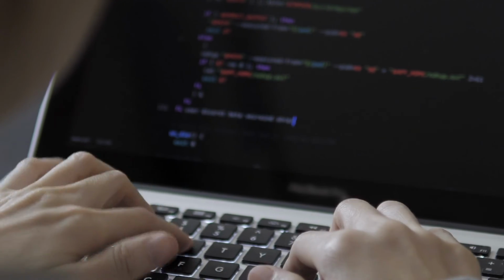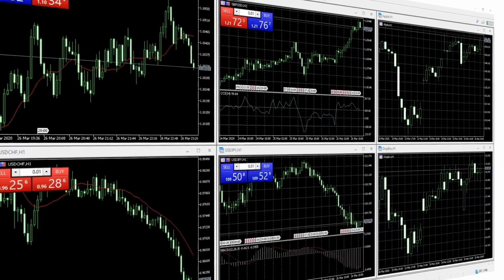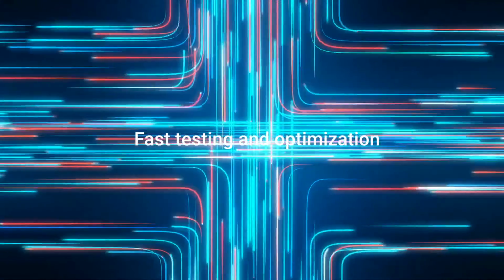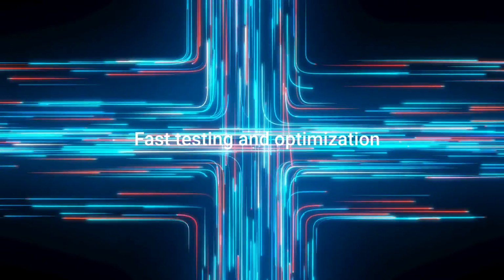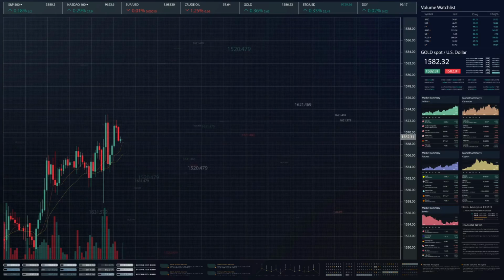The conclusion for experienced programmers is a bit different. If you think you will need the multi-currency strategy tester as well as the very fast testing and optimization, then maybe give MT5 a shot. However, it will only be worth it if you can commit to building your systems from scratch.